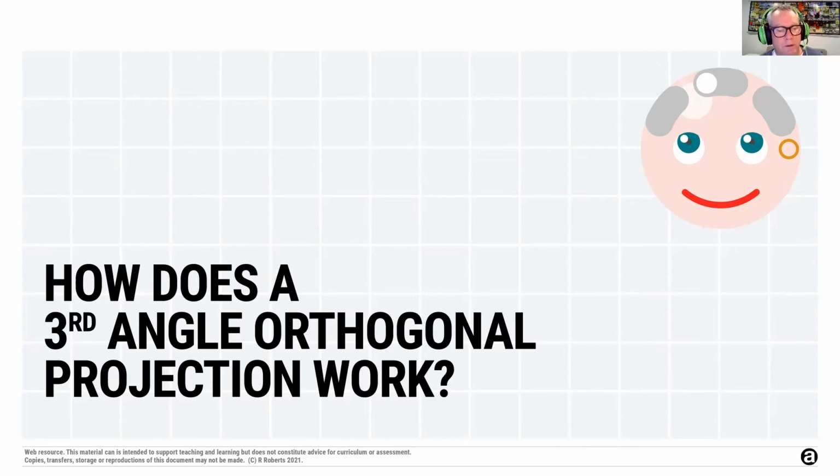Today we're going to find out about the third angle orthogonal projection and how it relates to the sides of a three-dimensional object. This video will take you through how views are projected from the model, how these are then used to construct a third angle orthogonal, adding dimensions, labels, the third angle orthogonal symbol, and a title block.